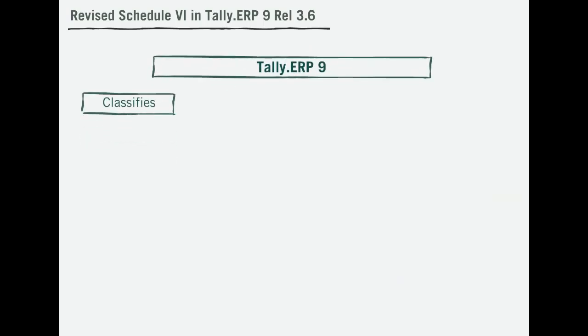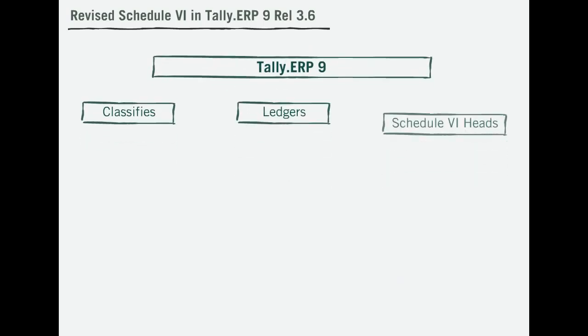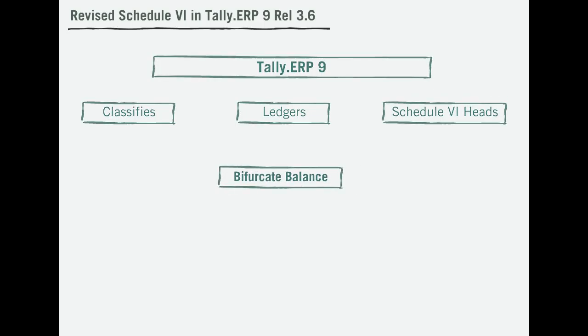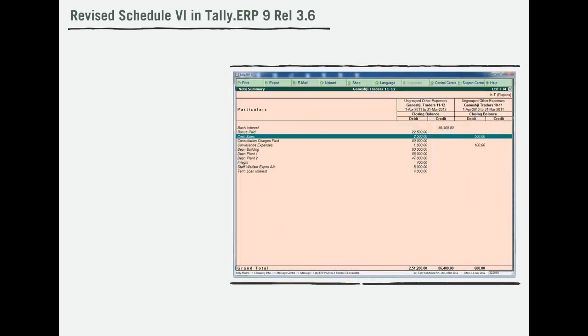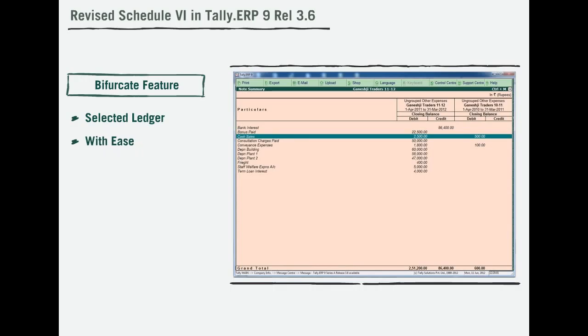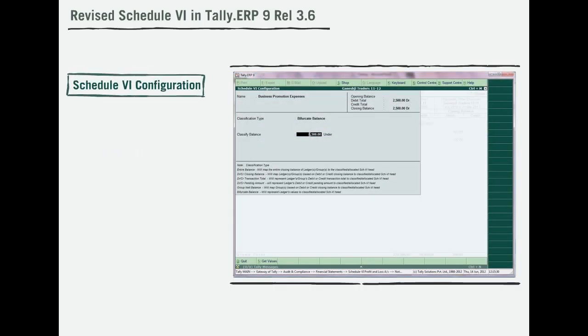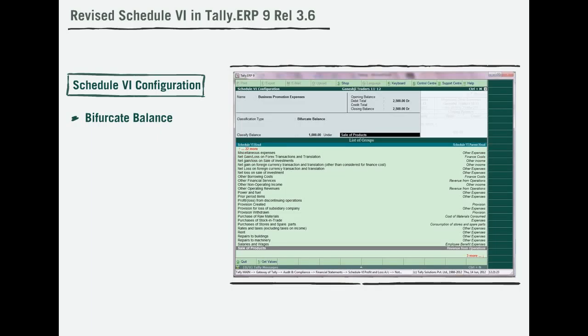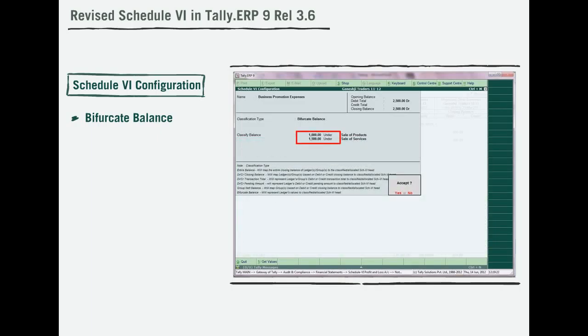Tally ERP 9 allows you to classify ledger amounts into respective Schedule 6 heads with various methods like bifurcate balance. Say for example, you may want to split the value of cash sales ledger to the revised Schedule 6 heads, sales of product and sales of services. Using the bifurcate balance feature, bifurcate or split the value of the selected ledger with ease. In the Schedule 6 configuration, we have provided bifurcate balance. Now, simply type the new value for the head and observe how Tally provides the balance value automatically once you change the original value.